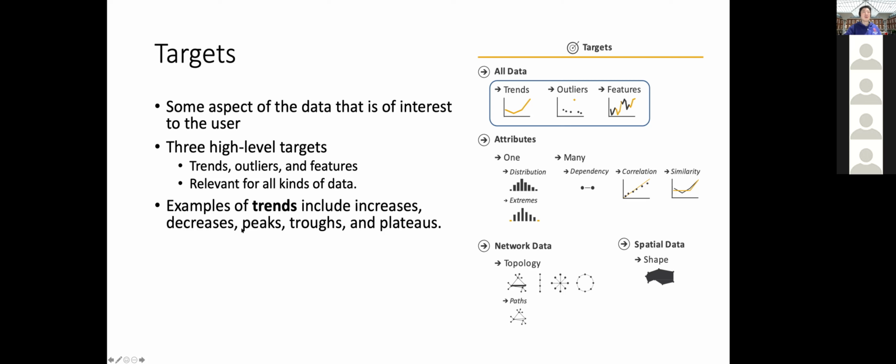Okay, and here is a bit more information about the all-data targets, or the targets that involve all data. In terms of trends, you can have decrease, increase, peaks, troughs and plateaus. A peak means something increases and then goes down, a trough means something goes down and then up, and a plateau is something that increases and stays there, no longer increasing afterwards.